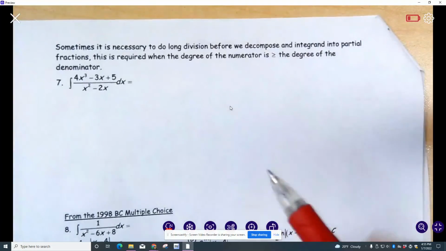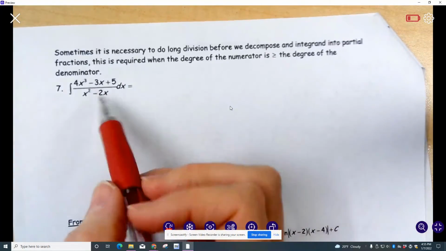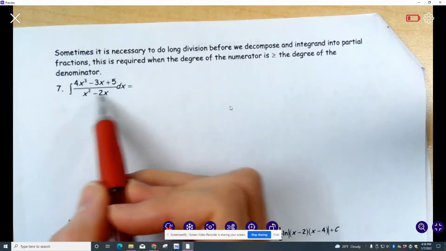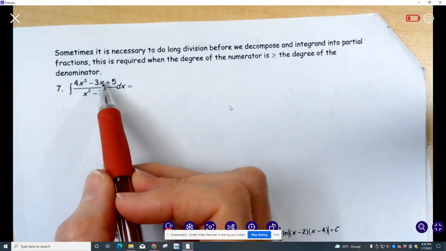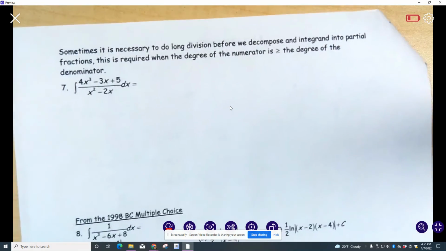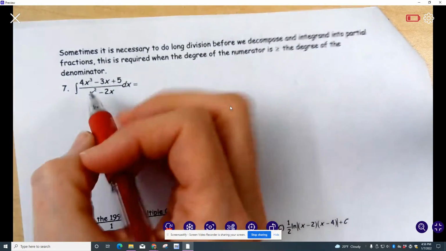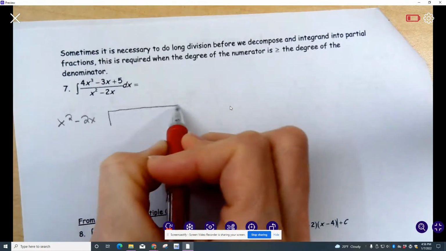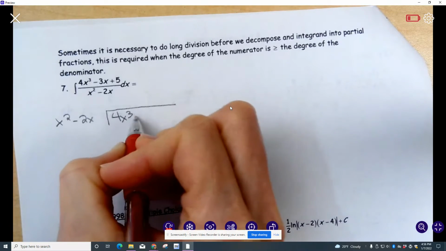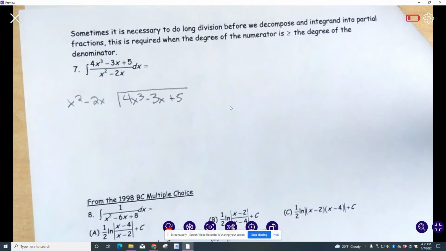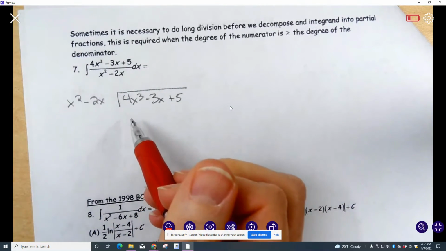So if you had this problem, you might think, oh, looks like partial fractions, but I can factor the denominator, but I don't know what's happening with the numerator. So this kind of explains, sometimes you have to do some long division first. So I actually want to do the x squared minus 2x and divide it into 4x to the third minus 3x plus 5. So I'll be honest, this doesn't come up a lot on an AP test, but it does come up.